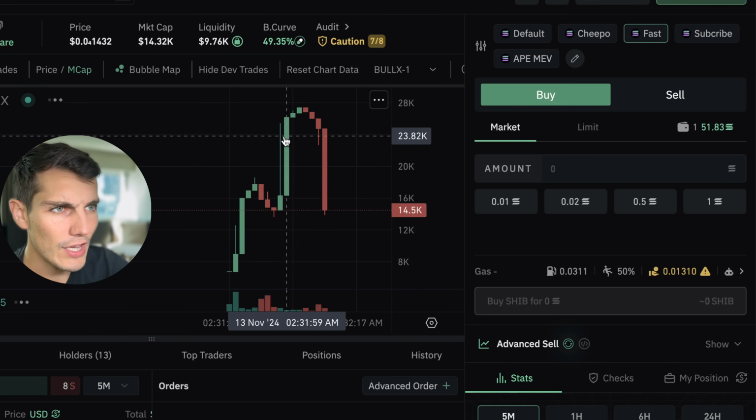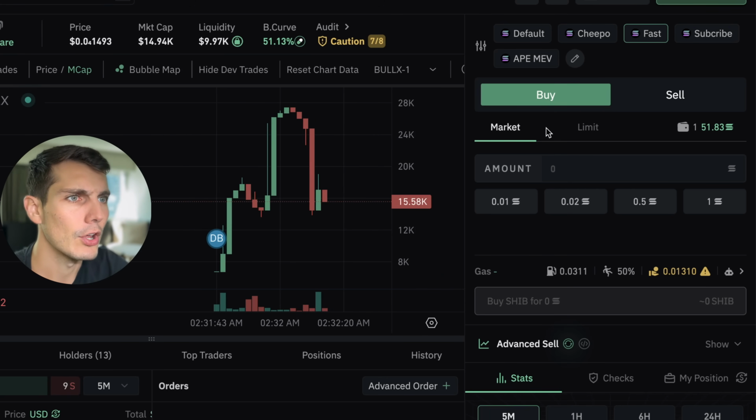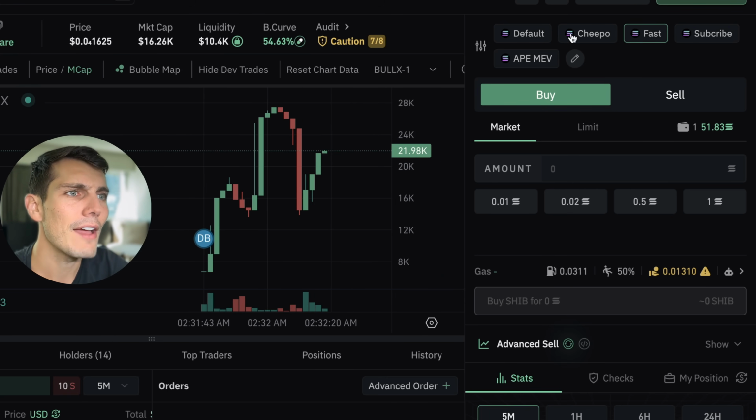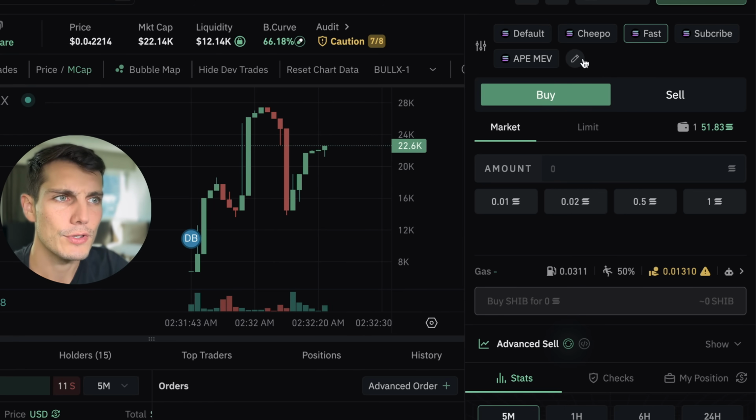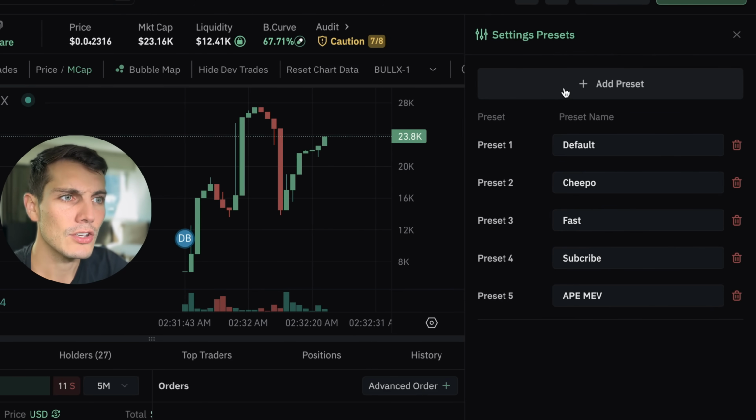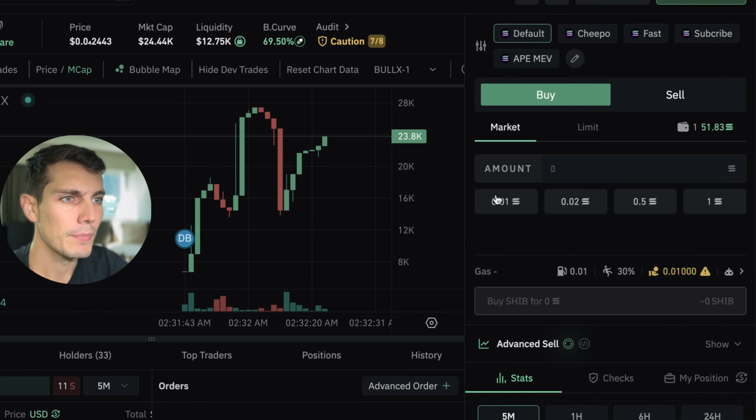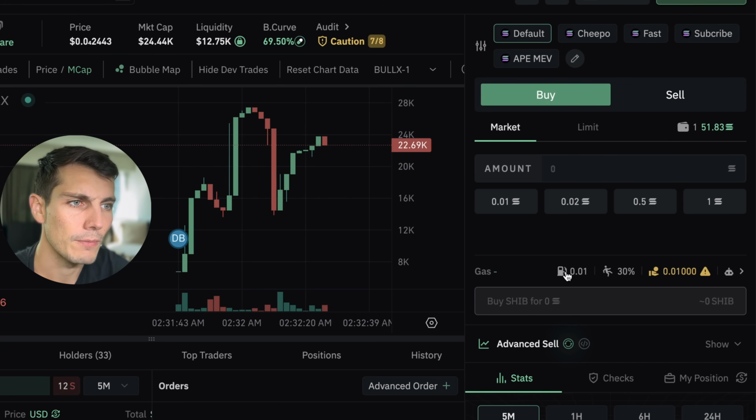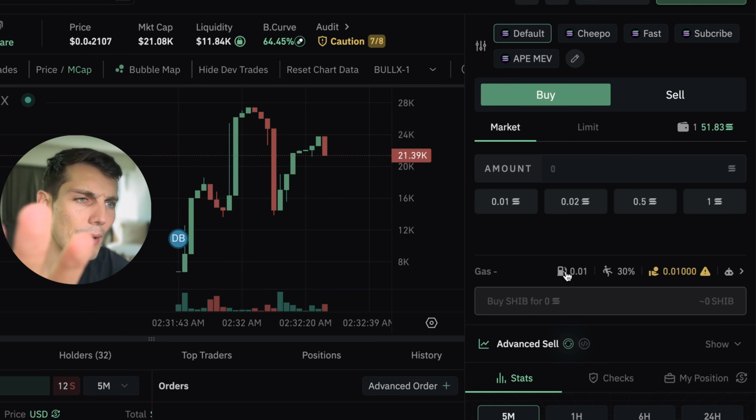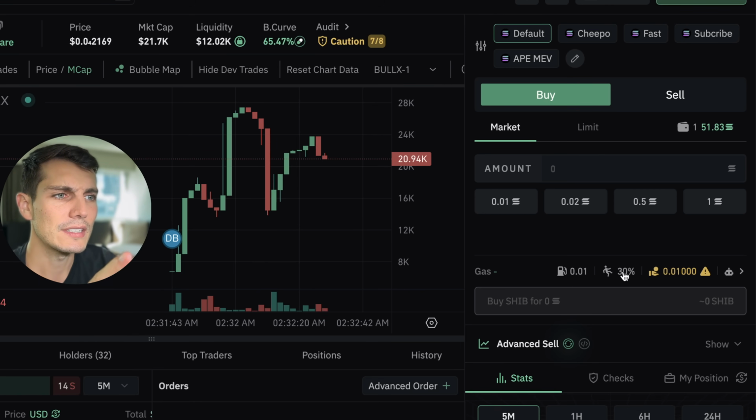To show you the transaction fee, let's take a random coin. It doesn't matter which. You see that here I have different profiles for my transaction fees. I can edit it to add another preset. This one, for example, is the default. And this is where it becomes important. We can see the information here. This is the gas that I'm ready to pay. I'm going to show you which one you should take. This is the slippage, and this is the JITO tip or MEV tip.